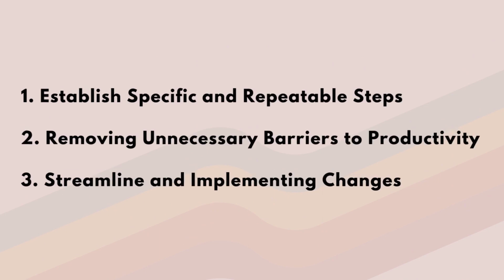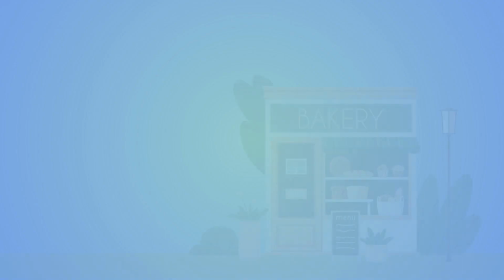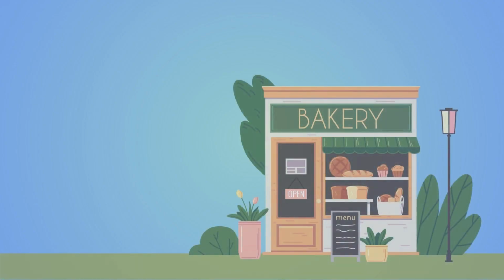1. Establish specific and repeatable steps. 2. Removing unnecessary barriers to productivity. 3. Streamline and implementing changes. To help describe these objectives, we will be using a scenario involving a small business owner.